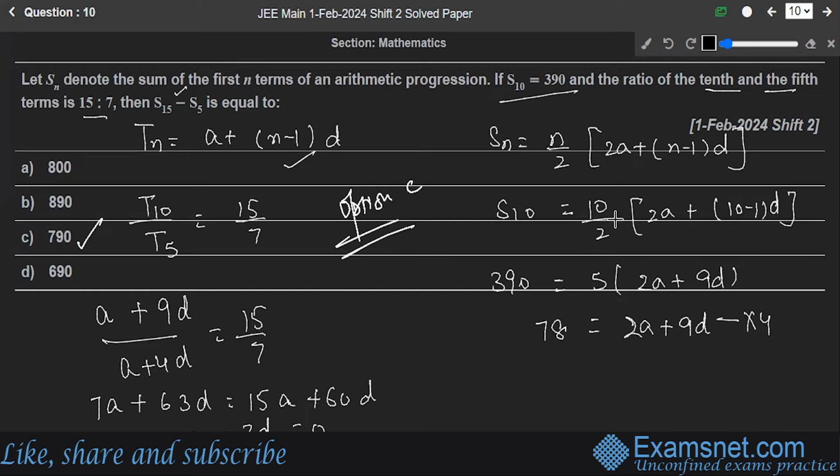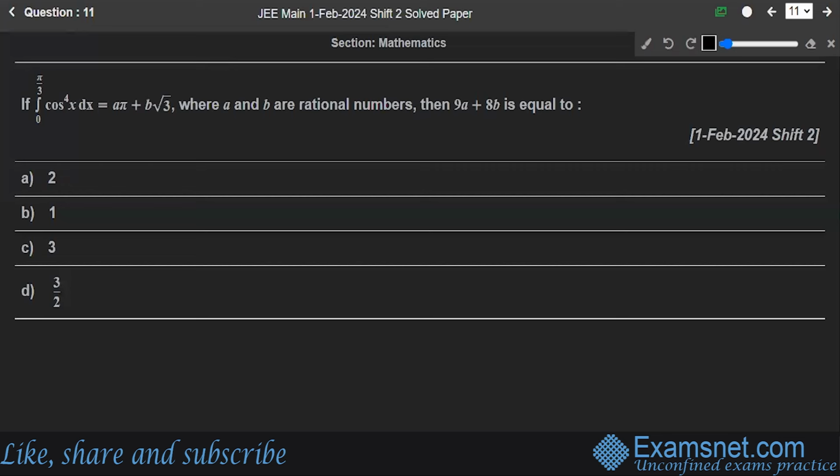Let's move to the next question. Question number 11. If the integral from 0 to pi by 3 of cos^4 x dx is equal to a pi plus b root 3, where a and b are rational numbers, then 9a + 8b is equal to. So here you have this equation.